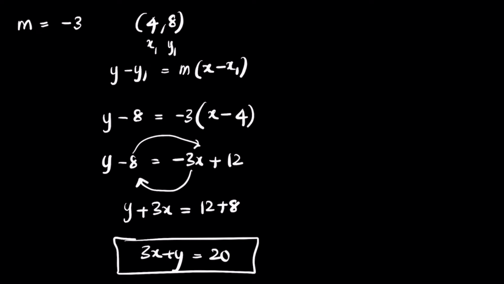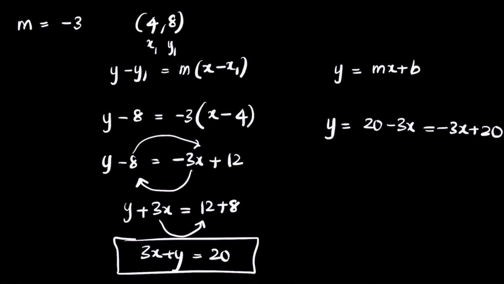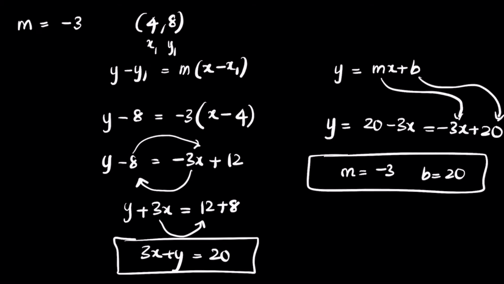Or you can simplify it as y equal to mx plus b format. So the other format is to push the x variable on one side and the constants on the other side, only leaving y here. So when you put it that way, you get y equal to 20 minus 3x, or it can also be written as minus 3x plus 20. So when you compare it with mx plus b, m here becomes minus 3 and b becomes 20. So this is another way for finding the equation between 2 points. So what is next is the standard form of the line.